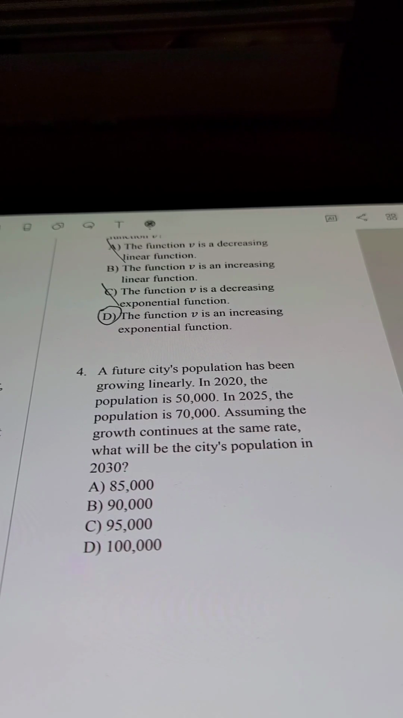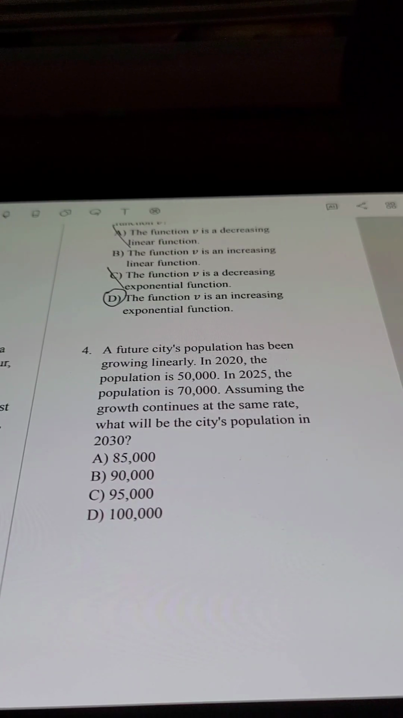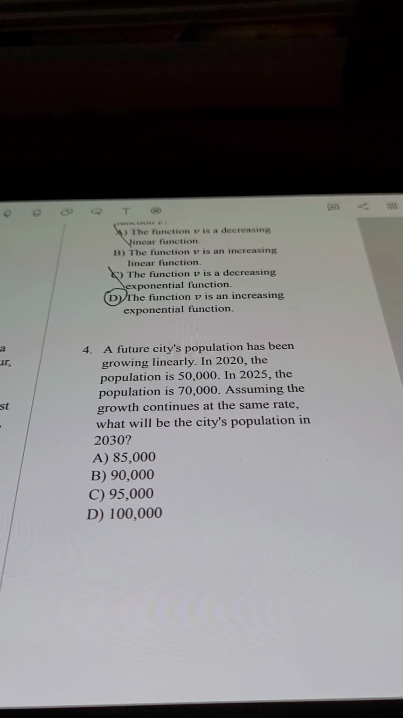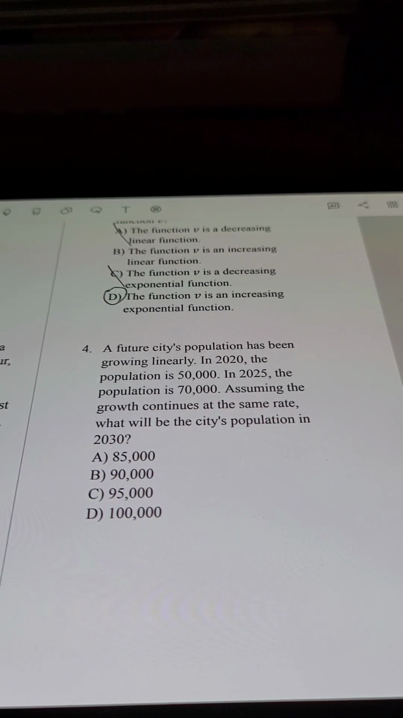Okay, pause to read number 4 if you haven't already. So we're looking at time intervals of 5 years here. So from 2020 to 2025, that's 5 years that have passed. Let's see how the population changes. Well, it goes from 50,000 to 70,000, so it's going up by 20,000. And I know that it's just going to be plus or minus something, in this case plus, because it's growing.